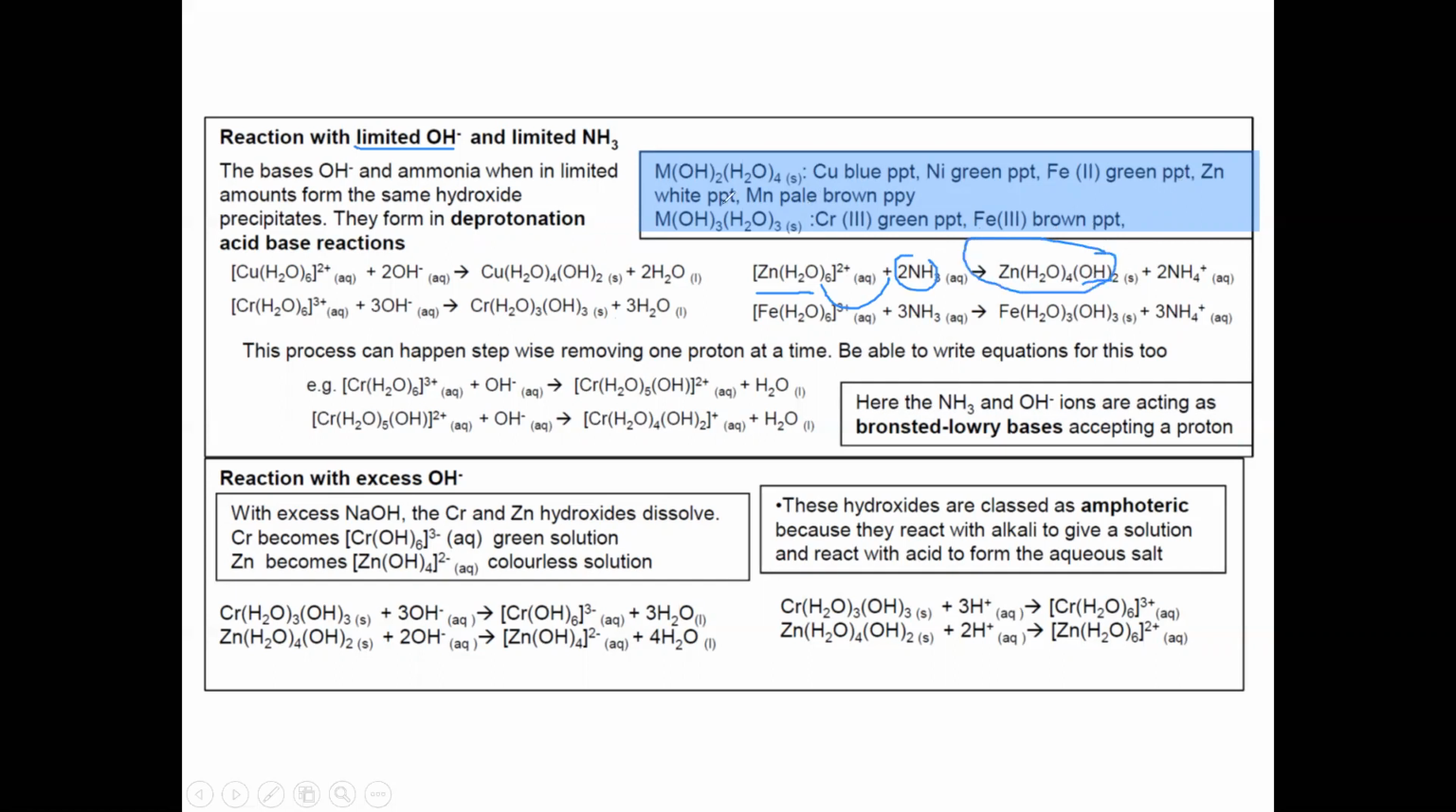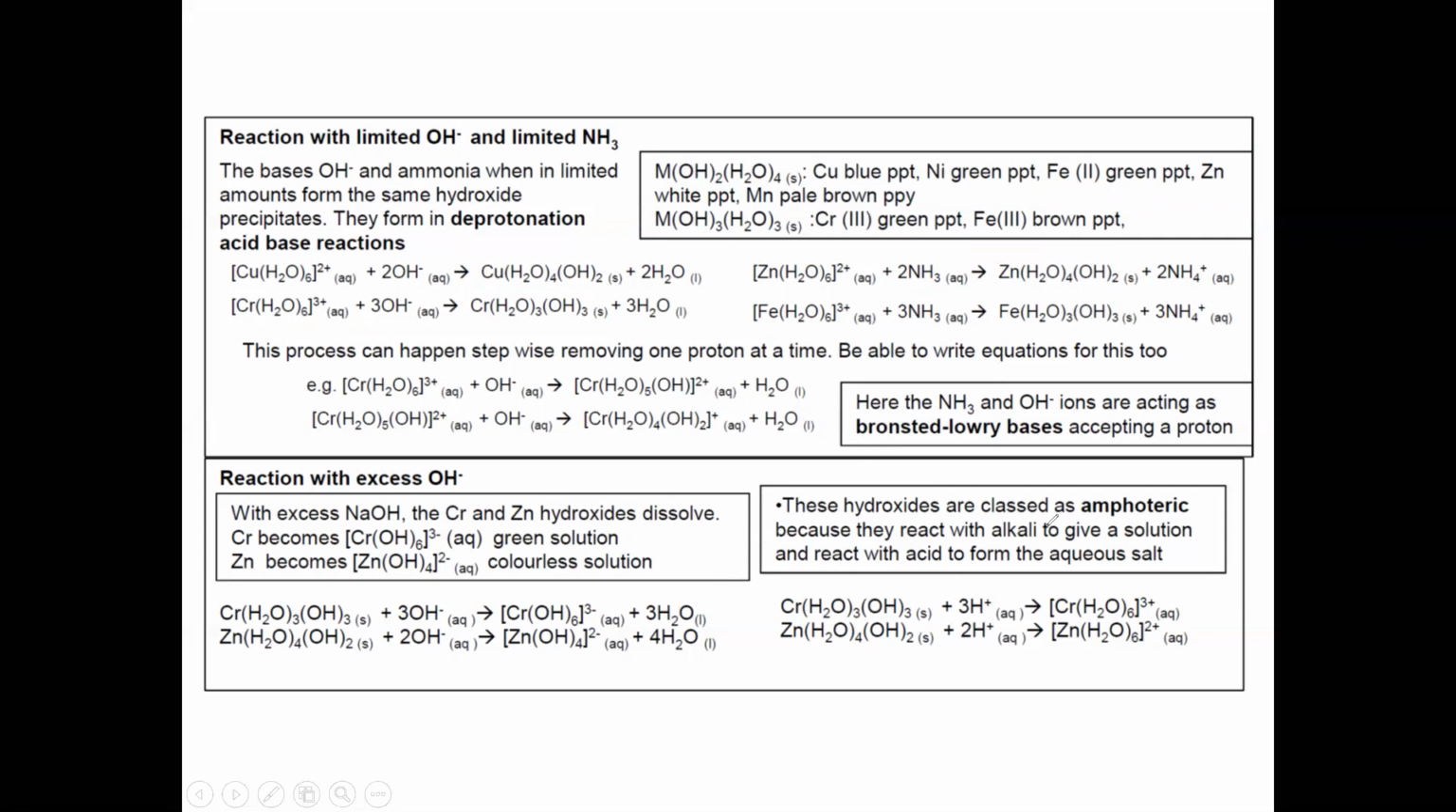And what is the appearance of zinc hydroxide? It is a white precipitate. In the same way, if we have chromium and add hydroxide, 3 water molecules lose protons, so it becomes chromium 3 hydroxide. What is the color? It is a green precipitate. So this is an acid-base reaction.